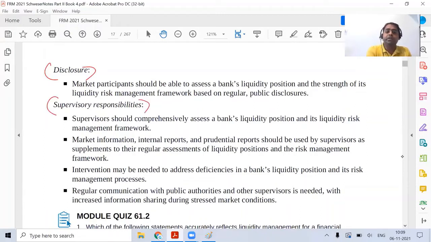What is the responsibility of supervisors? Obviously, whenever you get the data from the bank, you have to do your comprehensive review. Whatever information you have with respect to the market, whatever is happening in the market, use that information to ask for additional reports from the bank so that you, as a regulator, are aware about the soundness of the bank. So supervisors have to ask for a lot of information and details from the particular bank.